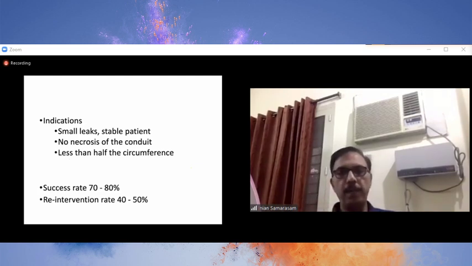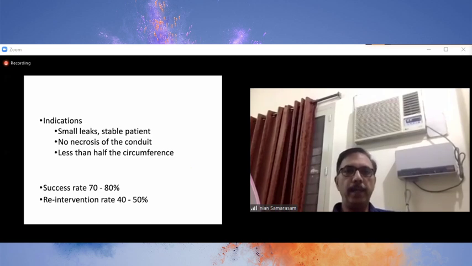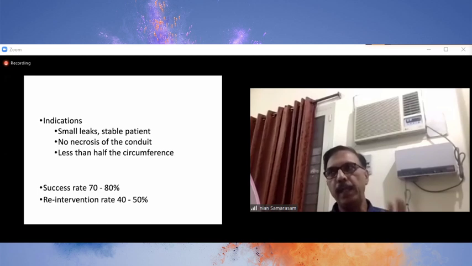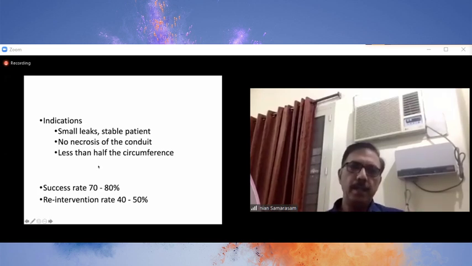If it's a very large perforation or if it's completely off-ended, then putting a stent can be difficult and may not be appropriate. Also you need to put the right size stent so that there is no leak around the stent, because if it continues to leak around the stent, then it is not going to help. It's got a reasonable success rate of 70 to 80%.